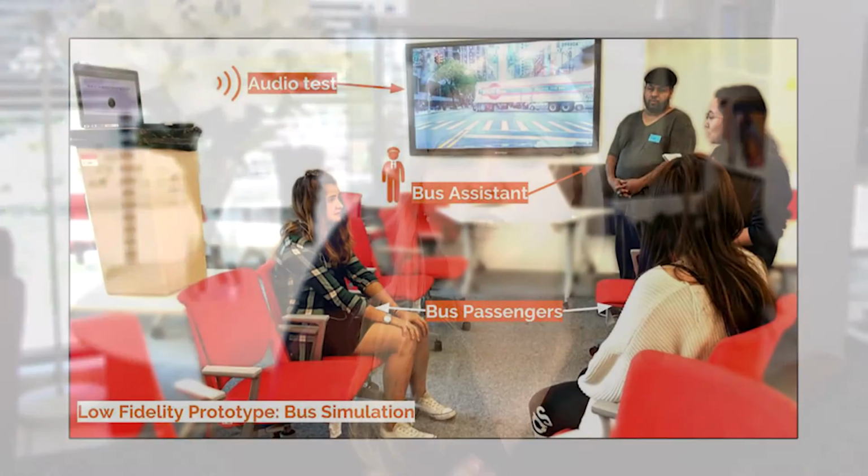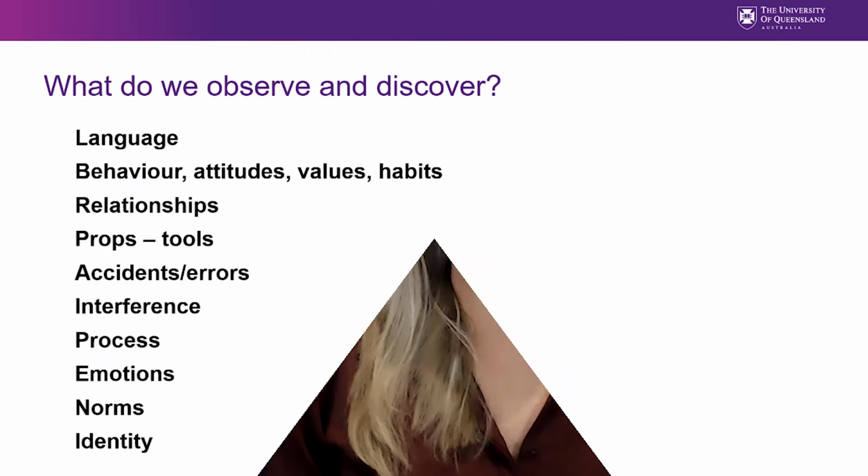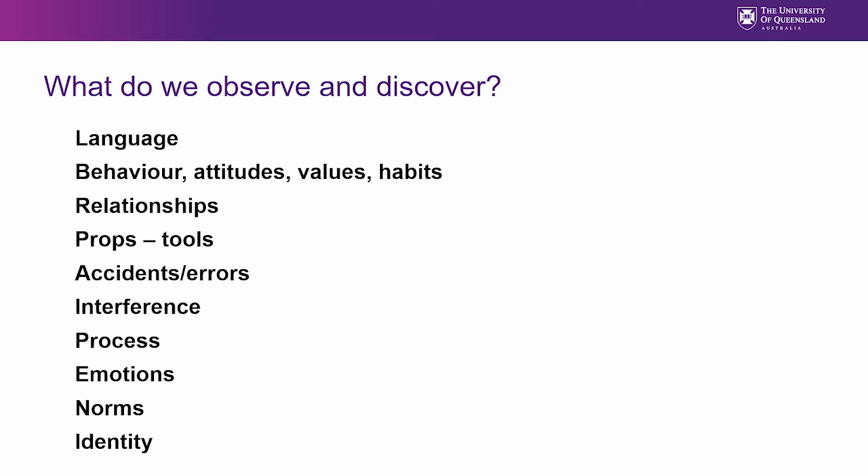The first step is to observe users in context through field studies. When we cannot use field studies or contextual inquiries, we run conceptual user walkthroughs in design groups with target users using activity scenarios to envision a future that doesn't yet exist. The sorts of things that we look for and gather data on include language, behaviour, attitudes, values, habits, relationships, props, tools, accidents, errors, interference, the process, emotions, norms, and identity.